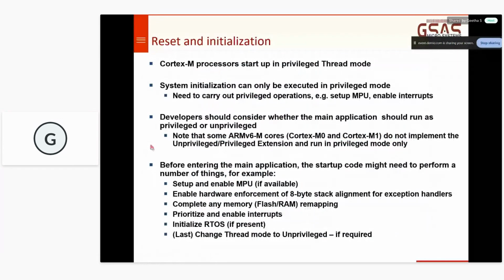Now coming to reset and initialization. Cortex-M processor startup and privileged thread mode. Whatever startup code you're writing, the processor always executes that in thread mode. What is thread mode? It's an unprivileged mode of execution of the processor, but only for the startup code, as an exception, it will be executed in the privileged mode. Privileged mode means it has access to all the CPU resources, memory resources, peripherals, all the CPU related parameters. System initialization can only be executed in privileged mode.